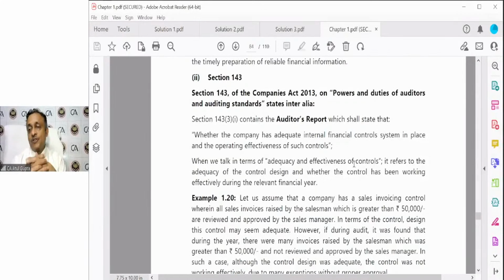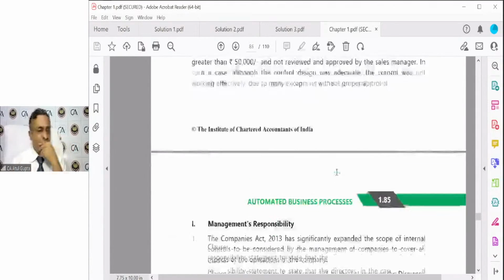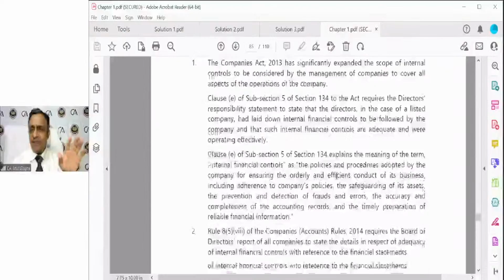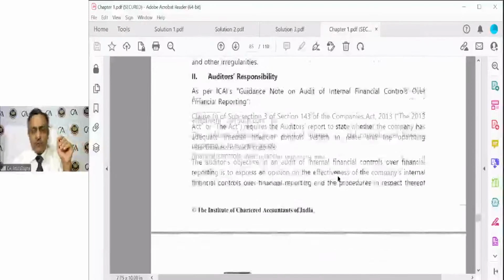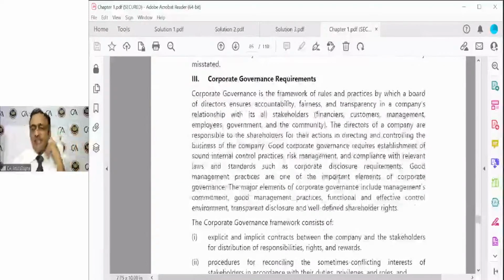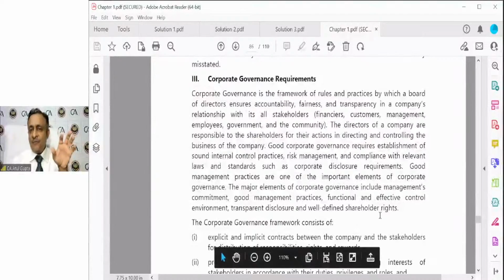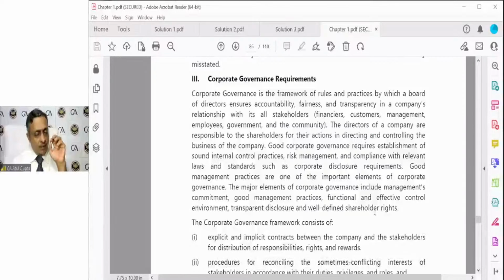That is why these legal provisions have been shared with you. 134 and 143. 134 is management responsibility, 143 is auditor's reporting responsibility. Then the example, I'll skip this. We're not reading through this. Kindly go through this. Then this, I will read just a few lines. So management is over, auditor is over.